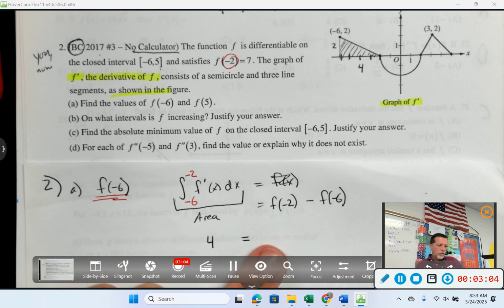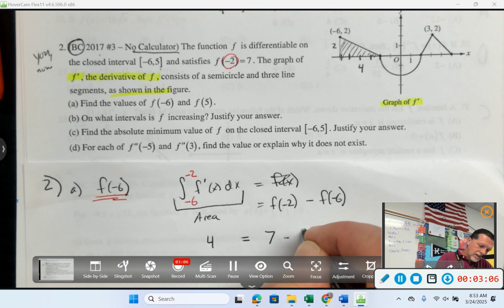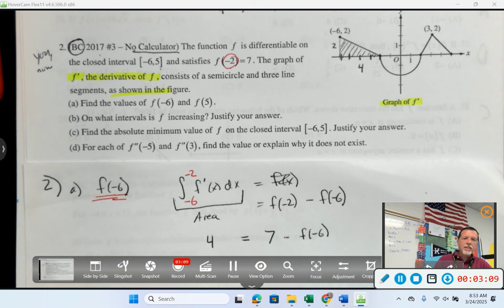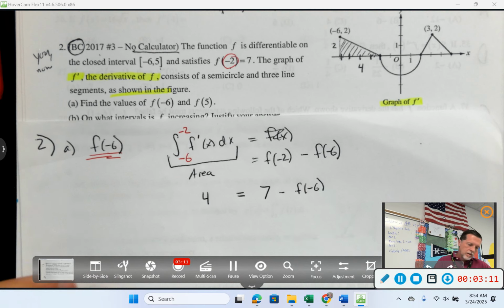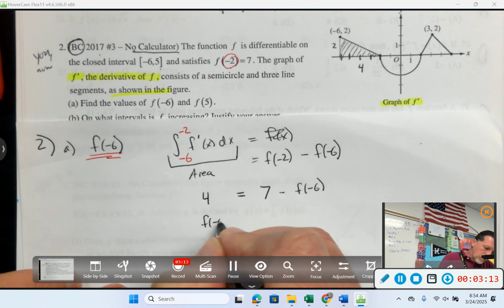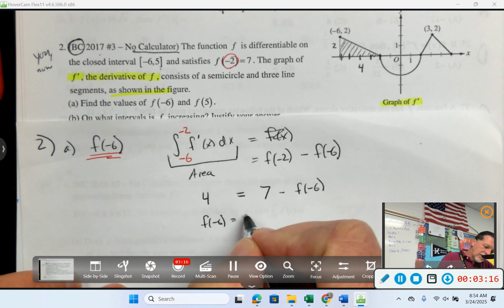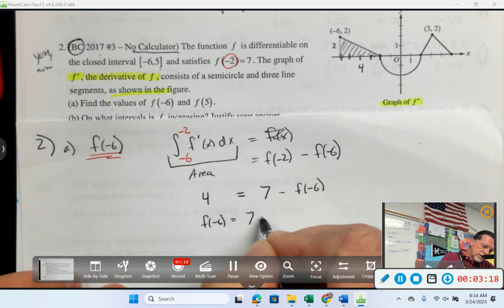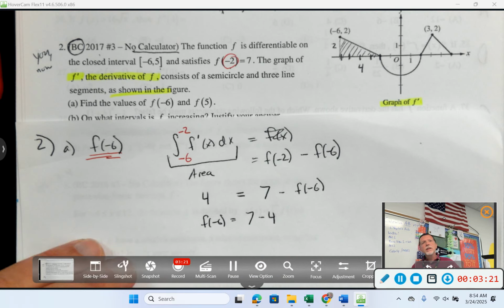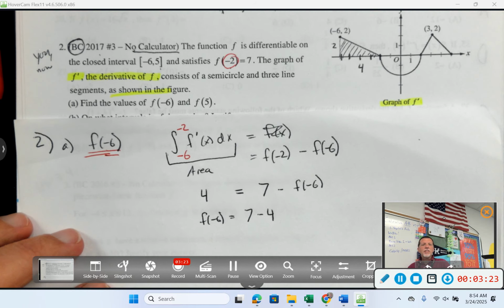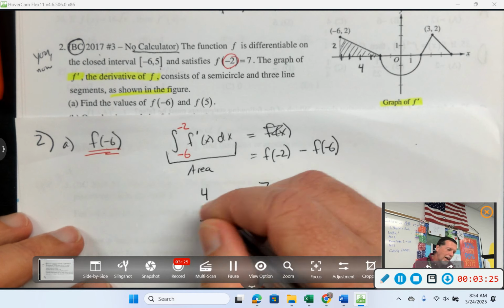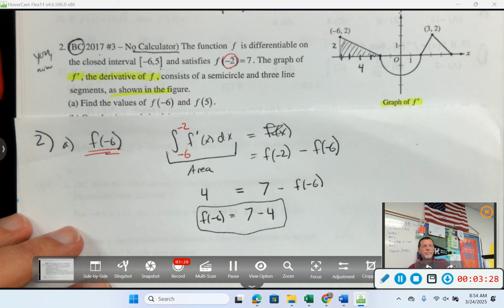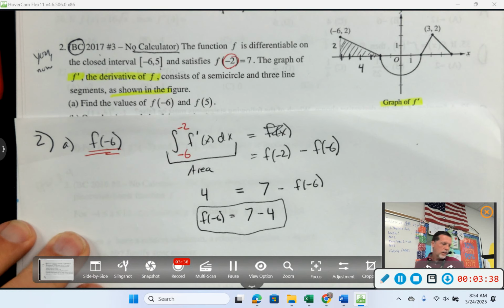F of -2 they gave us. And we're trying to find f of -6. So we move things around. F of -6 equals 7 minus 4. And just because I want to be cute, I can leave that as my answer. Probably not going to mess up 7 minus 4, but just as a little wink to the grader of, hey, I know what safe stops are. Why don't you figure out 7 minus 4?